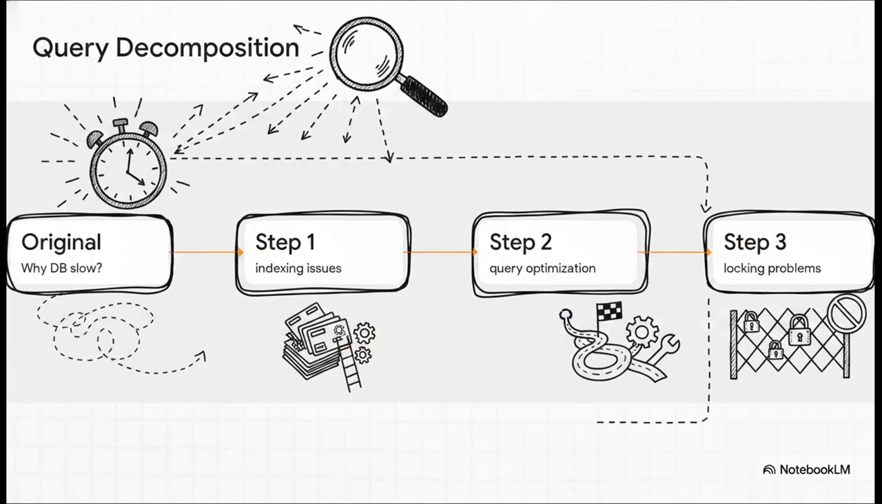We can also use something called query decomposition, which gives us a fantastic list of actions for effective task decomposition. We take a broad question like, why is the database slow, and break it down into a step-by-step sequence. Step 1, search for indexing issues. Step 2, query optimization. Step 3, locking problems. It literally forces the system to systematically check every single technical variable.